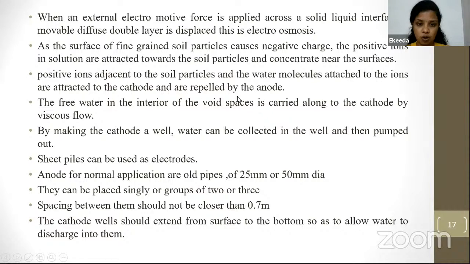So the cathode is an open well and the anode is a pipe. When the water molecules get attracted towards the cathode, we can easily collect water inside the cathode well, and we can pump it out.